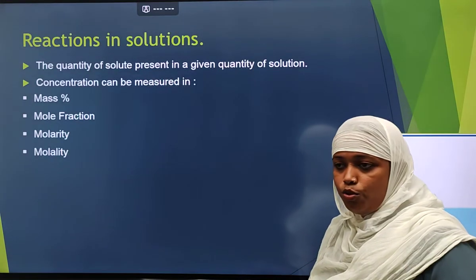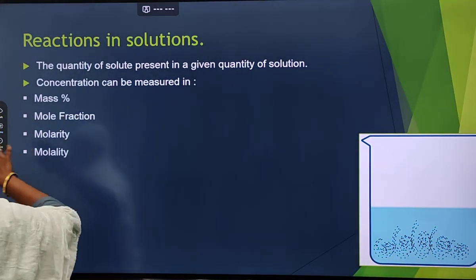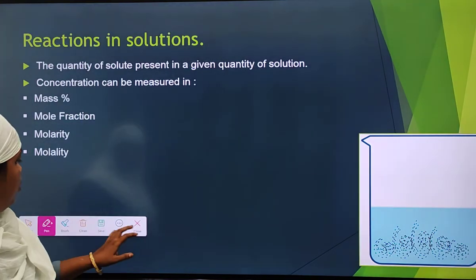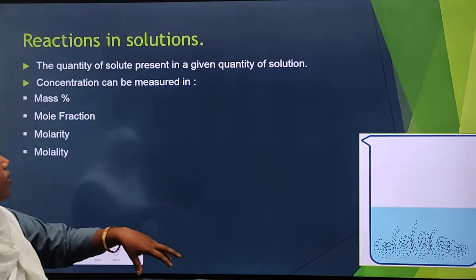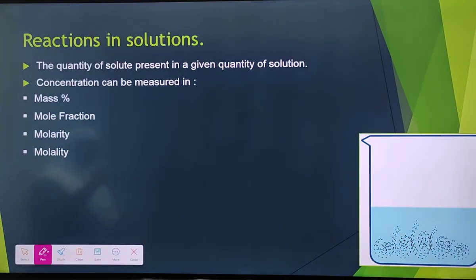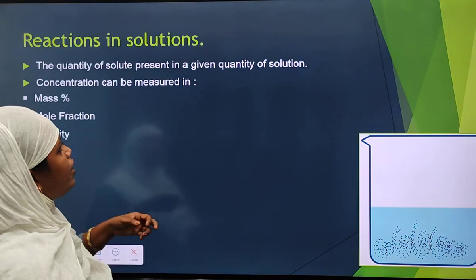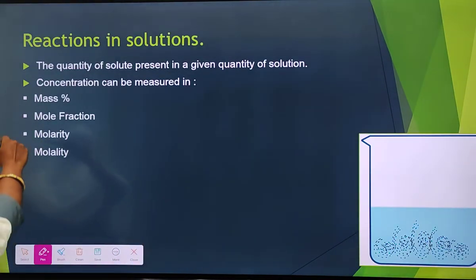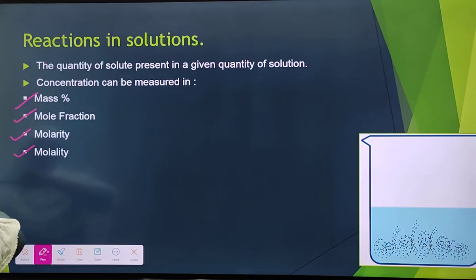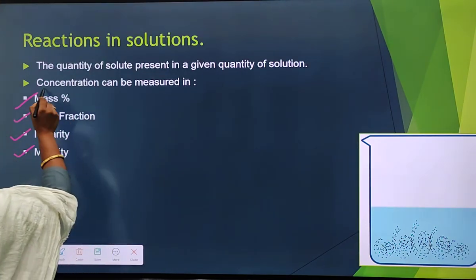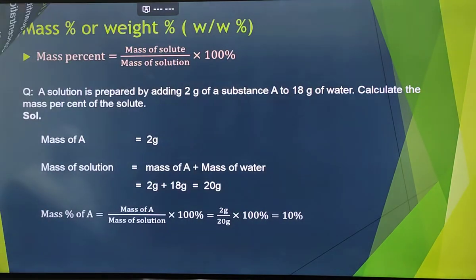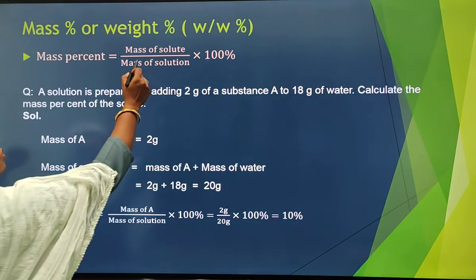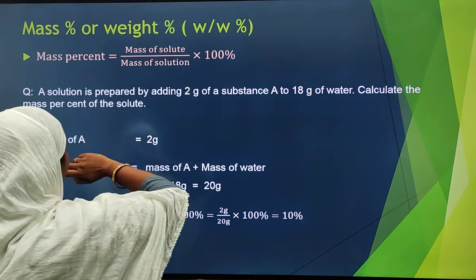Now reactions of solutions. When we have a particular reactant, over here you see a beaker, we have added something into it. Now the amount of reaction taking place, the quantity of the solute present can be told by all these factors like mass, mole fraction, molarity, and molality. In turn, the concentration of the solution can be measured with all these factors. First, we'll come to mass percent or weight percent. Now, mass percent, the formula is mass of the solute upon the mass of the solution into 100, and this value is in percentage.